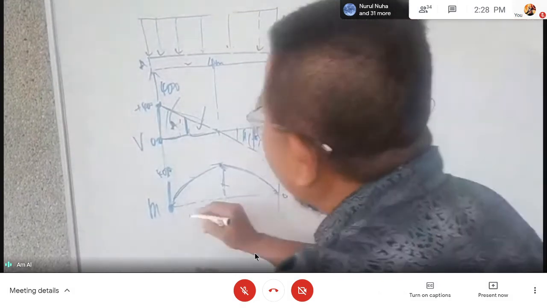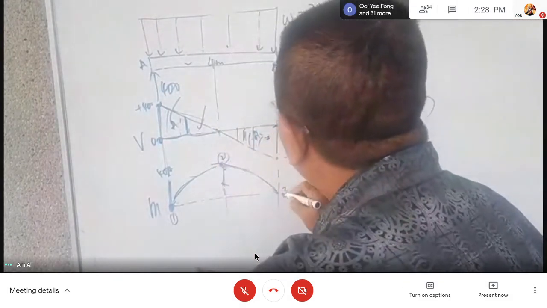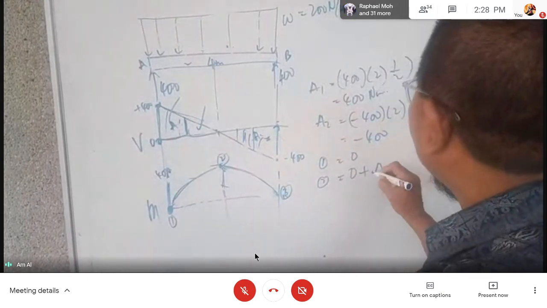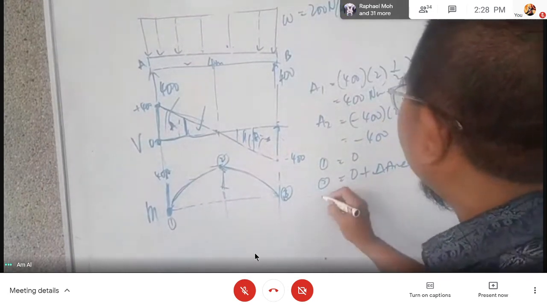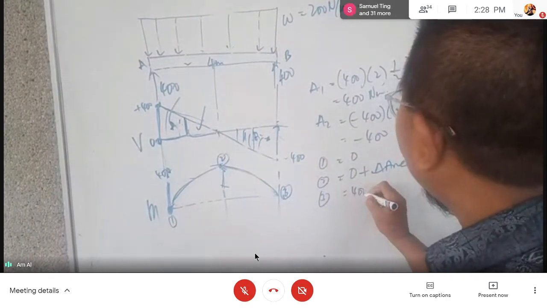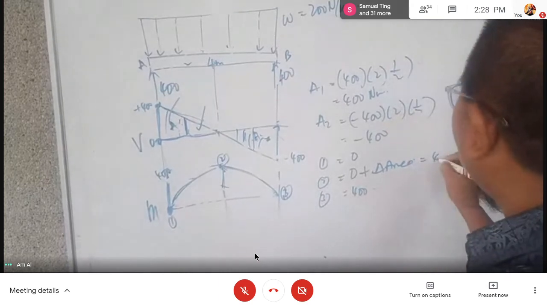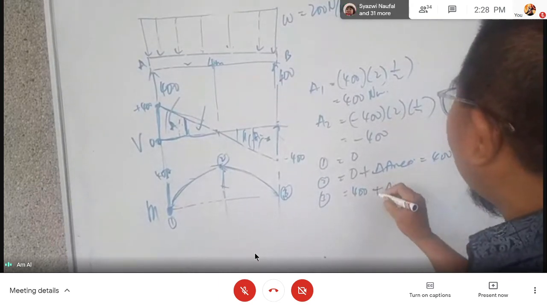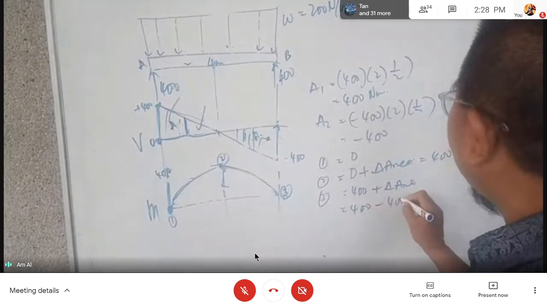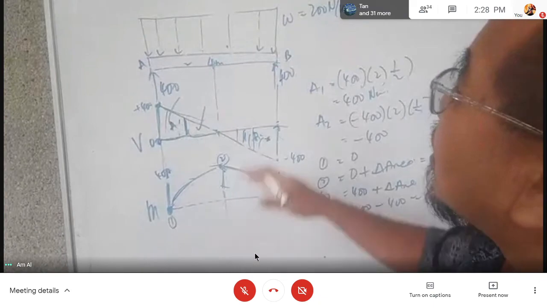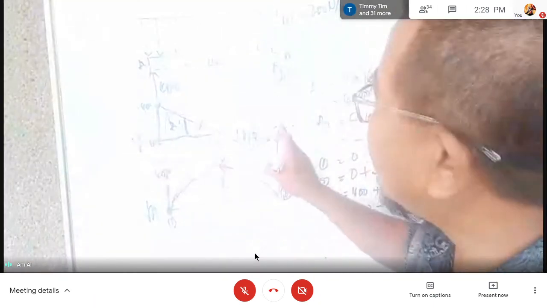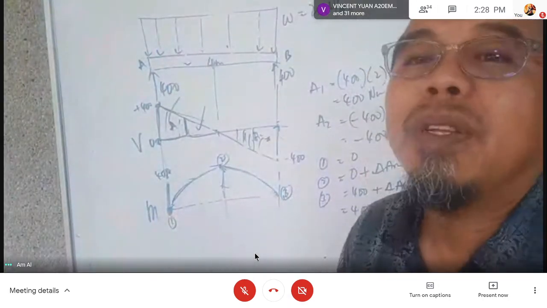So 1, 2, 3 there. So 1 is 0. 2 is 0 plus delta area. 3 is 400 minus 400, plus delta area. So 400 minus 400 is equal to 0. That's the working, from left to right. Start from 0, finish at 0.